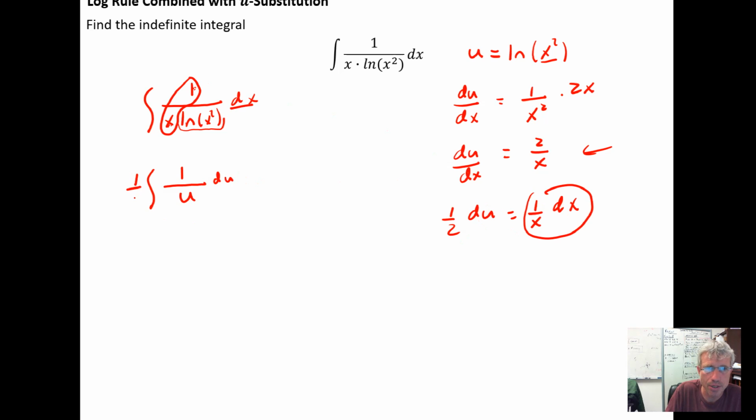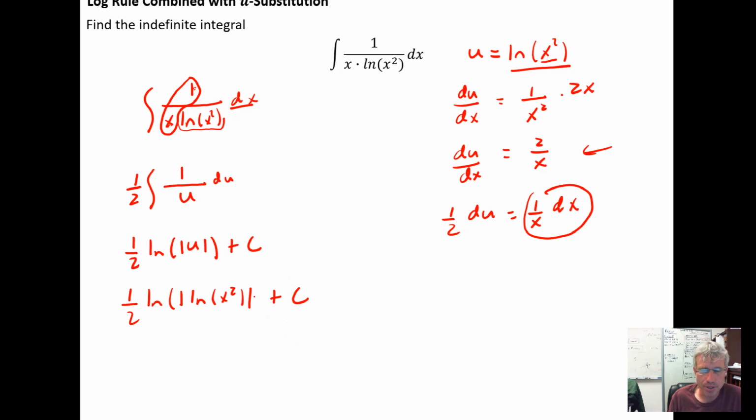The 1/2 is a constant and can factor out front. Now I have a crap prime over crap form. So I'm going to get 1/2 the natural log of the absolute value of u plus a constant of integration. And then I just need to substitute back. So I get 1/2 the natural log of the absolute value of the natural log of x squared plus a constant of integration. So it looks a bit yucky, but it's good enough for government work.